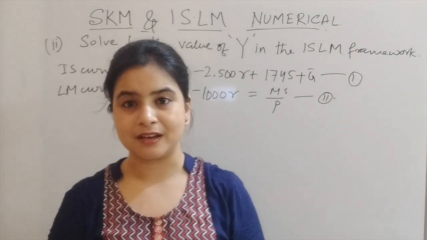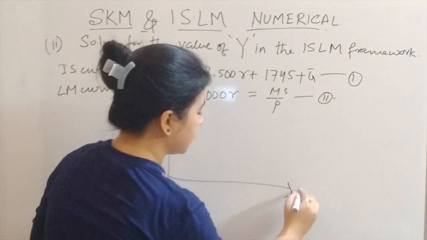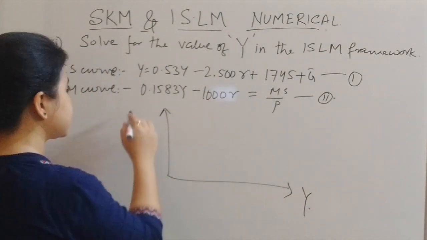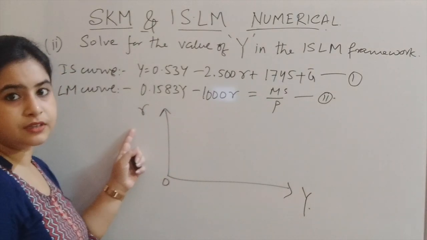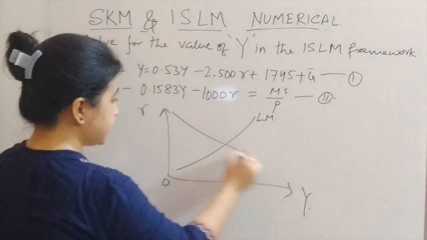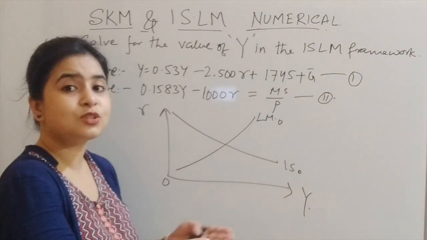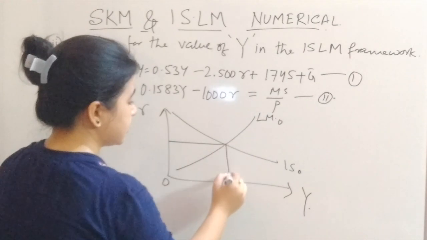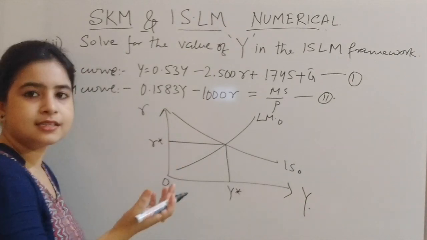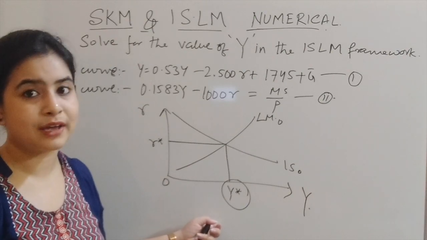national output or income. Let's see with the help of a diagram that will help to clear your concept a bit. So here we are measuring the output, national income, and here we are measuring the rate of interest, right? Now the LM curve slopes upward and the IS curve slopes downward. Now at the intersection of this IS naught and LM naught curve, at this particular point we have Y star and here let's say R star. Okay, so we need to find the value of this Y.